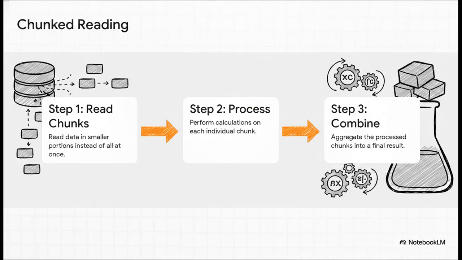And for those truly monster datasets, you just stop trying to load it all at once. It's that simple. You use what's called chunked reading. You just tell pandas, hey, load the first 100,000 rows. You do your processing on that little piece, then you load the next 100,000, and so on. At the end, you just stitch the results together. It lets you process pretty much any size dataset on a totally normal computer.